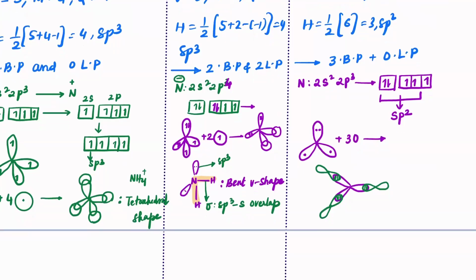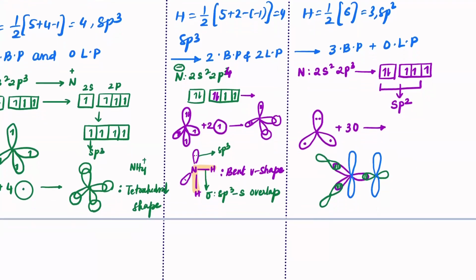And now is the interesting part. There is one more single electron present. So how do we represent that? That single electron is present in an unhybridized orbital here like this. And one of the oxygens will also have an unhybridized orbital. This is how it is present. Got it?